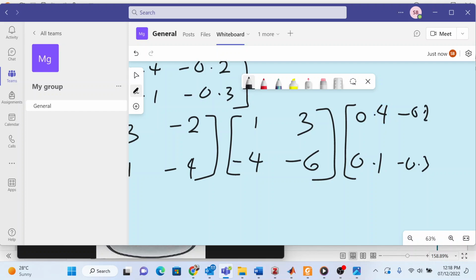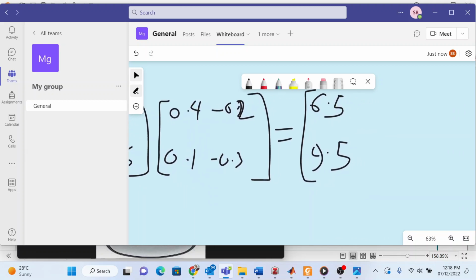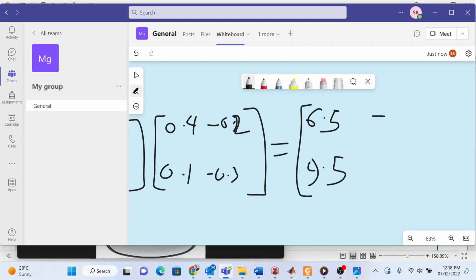After we have obtained this, we'll now multiply these together. So if we multiply these together, we're going to get... We can also use our calculator to do this. We store one in matrix A, store the second one in matrix B, store the third one in matrix C, and multiply them together. If you don't know how to do that, if we meet, I'm going to show you how to do that. 6.5 and 9.5, and this is minus 8.5, and this is minus 11.5.